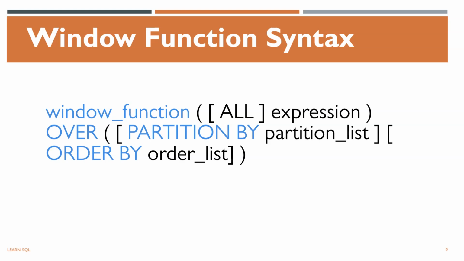Now expression is simply the target column that the function operates on. In other words, the name of the column for which we need an aggregated value. So for example, a column containing order amount so that we can see the total orders received. The OVER clause specifies the window clauses for the aggregate function. Now the PARTITION BY partition list defines the set of rows on which the function operates for the window functions.